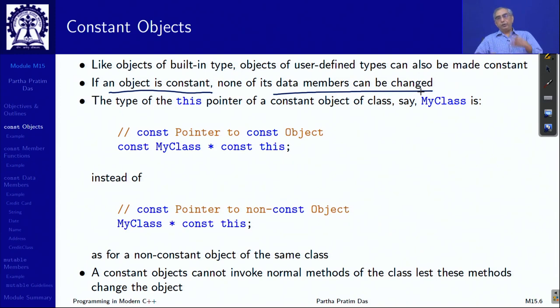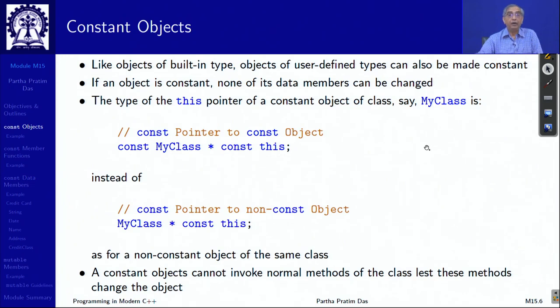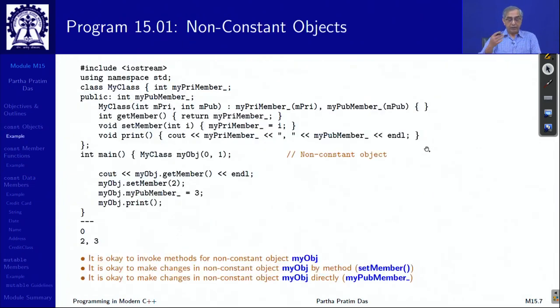So, when you do that, the type of the this pointer for that particular object changes. Earlier the this pointer was just a constant pointer, because you cannot change the identity. But now you have a const in front of this, which says that the object pointed to cannot be changed. So, nothing can be changed in that object. That is the simple extended idea of a constant object.